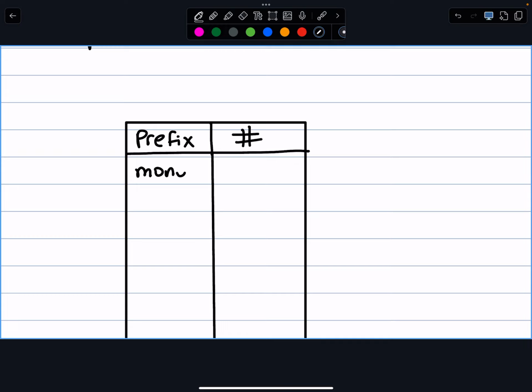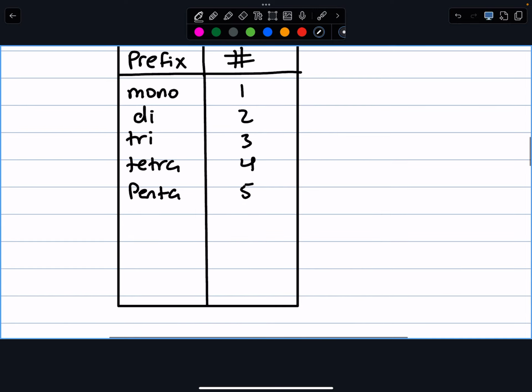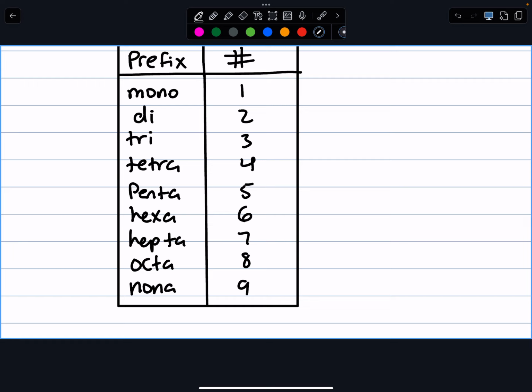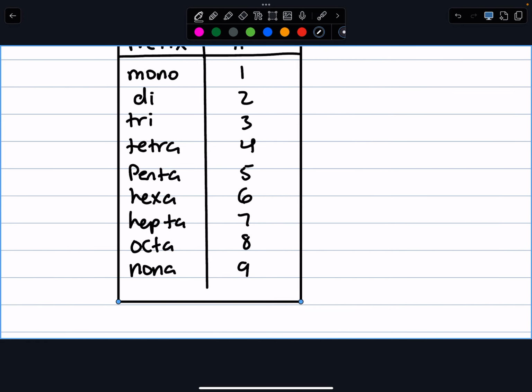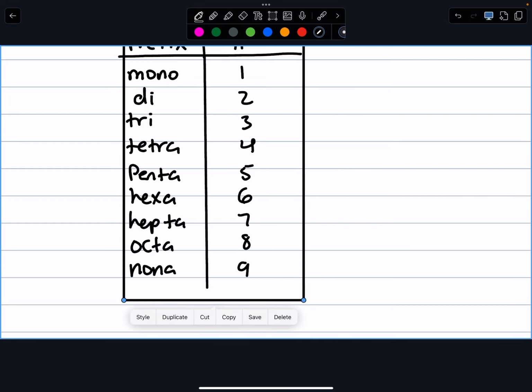Mono obviously is 1, di 2, tri 3, hexa 6, hepta 7, octa 8, nona 9, and deca is 10.